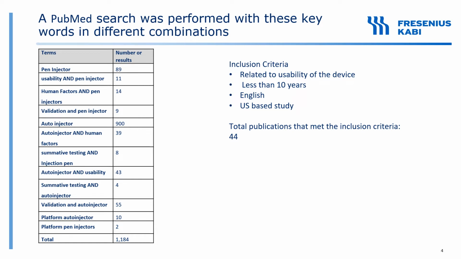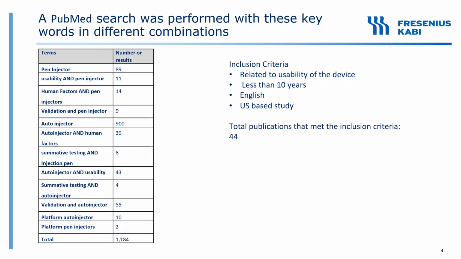First, I wanted to use the journal articles that related to the usability of the device. For example, if the study was evaluating the safety and efficacy of the drug, and the usability of the device was not the focus of the publication, it was not included. The other inclusion criteria consist of less than 10 years, English, and US-based studies. So I recognize studies performed outside the United States can add significant value, but for this example of literature search, it's difficult to establish if the product was marketed in the US.